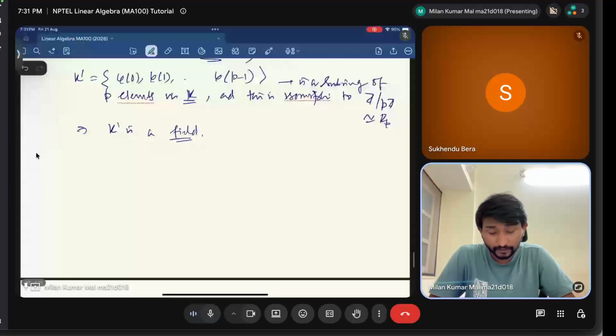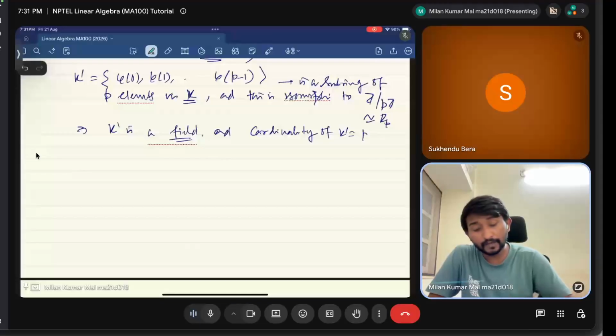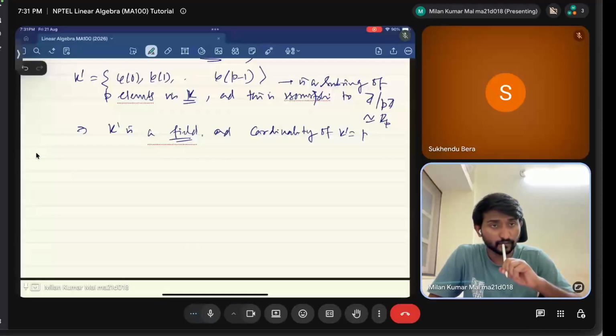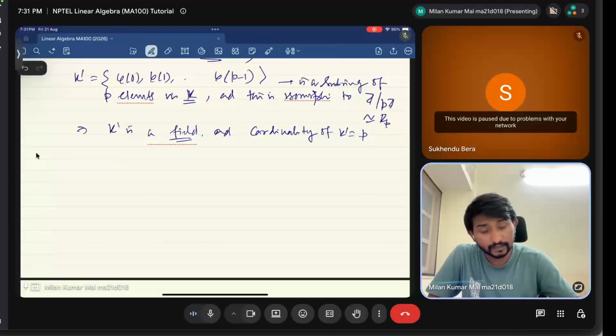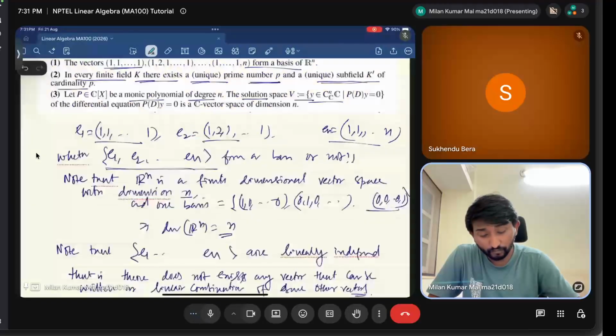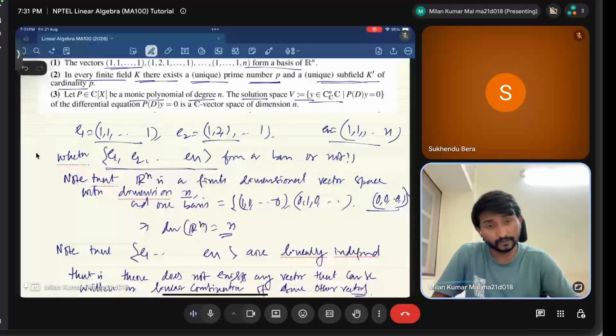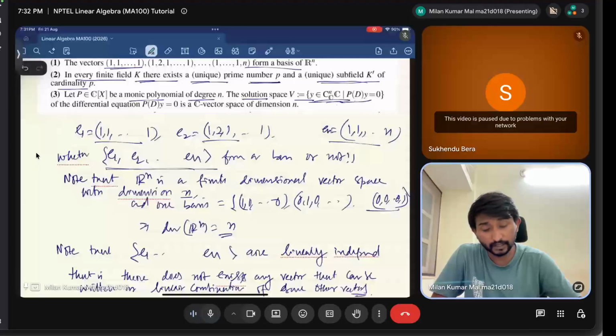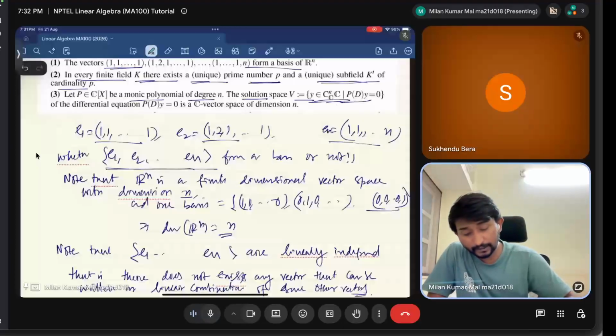Next, go to the next statement. What does the next statement say? Let P be a monic polynomial of degree n. The solution space V is all those functions, n-times differentiable complex-valued continuous functions y, such that P(D) of y equals 0. The solution space of the differential equation P(D)y = 0 is a C vector space of dimension n. So what is the question?